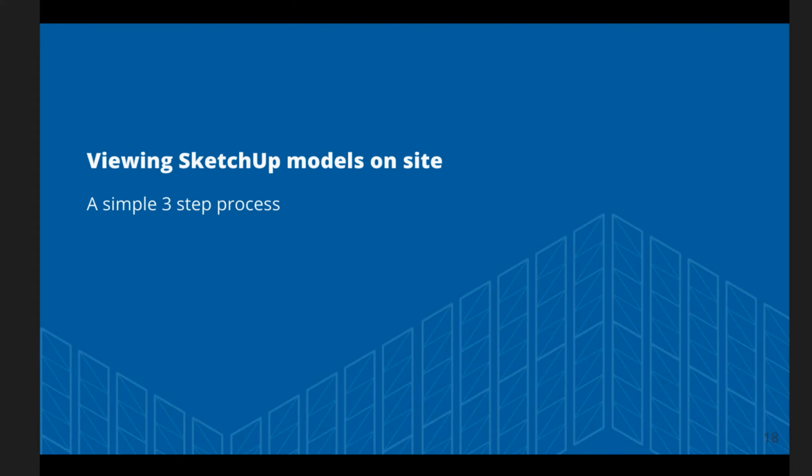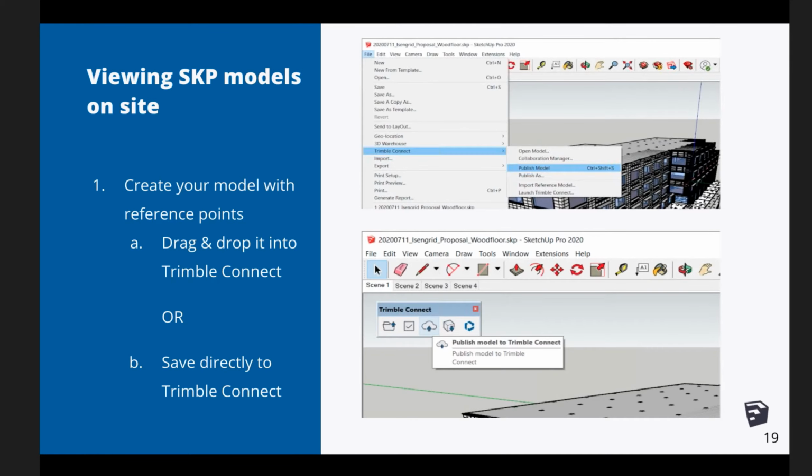Let's discuss in more detail how to view your SketchUp models on site, starting with what we call measured placement. Create your model with a few reference points, points that you know exactly where they correspond to in the field. Then save it in Connect. All of you with SketchUp subscriptions also have a Connect account for storage. You can either publish or save directly from within SketchUp, or drag and drop your model to your Connect folder.